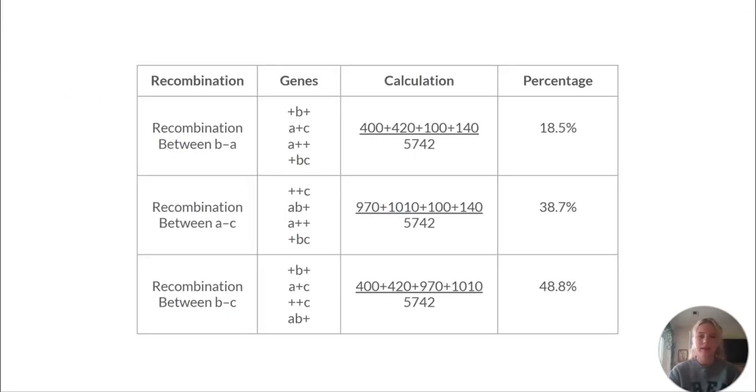So if we take everything in the table and kind of switch it up a little bit, we are going to look at the recombination between B and A, the recombination between A and C, and the recombination between B and C to help determine their distance from each other. We calculate all the genes on the chromosomes where A and B are different from where they would be on a parental gene, which gives us a total of 18.5% of offspring. A difference of recombination between A and C from the parental genes will yield a total of 38.7% of the total offspring. And then a recombination event between B and C will show a total of 48.8% of the total offspring will have a recombination.